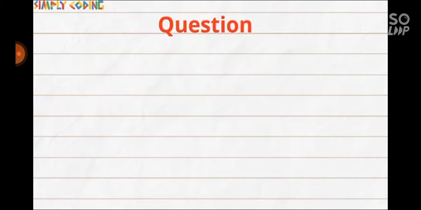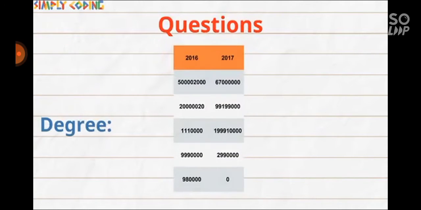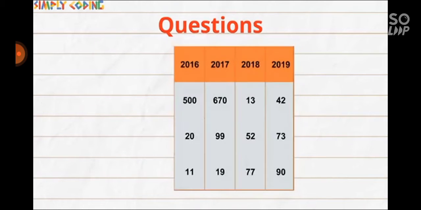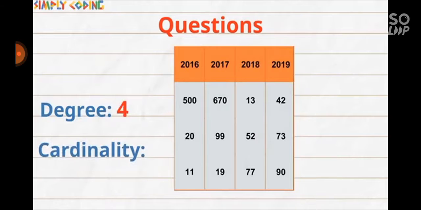Now, on this topic, we solve some questions. What is the degree and cardinality of the table? Degree is 2 and cardinality is 5. Now take another example. What is the degree and cardinality of the table? Degree is 4 and cardinality is 3.